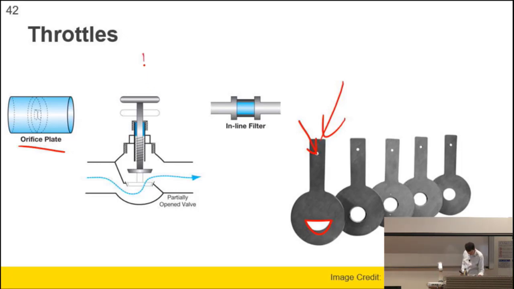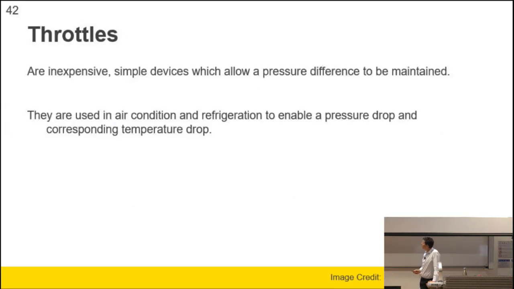You can use a partially closed valve. You've got to be careful what type of valve you choose because you can get some crazy turbulence effects going on. Or something that otherwise causes a pressure loss but doesn't change the enthalpy could be considered a throttle. So they're examples of throttles.